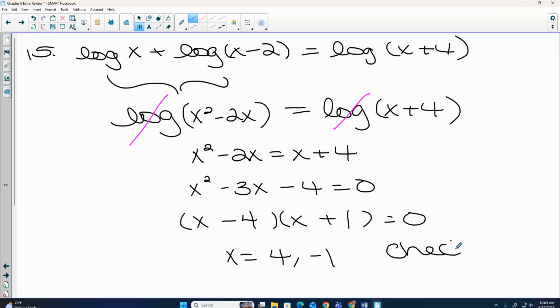Check. 4 is positive, 4 minus 2 is positive, 4 plus 4 is positive, so that one's good. If I put in negative 1, it's not positive, so that one's out. 4 is my only answer.